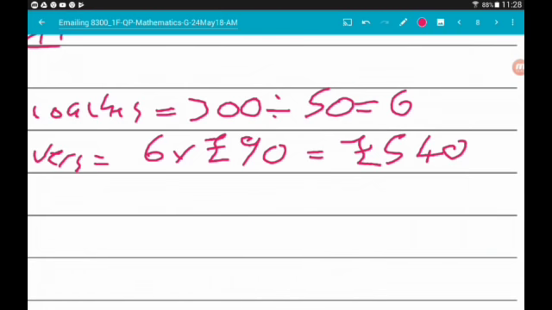So finally, we can work out the profit. So the profit is the total that they made, so 7,500 minus the total cost, so minus 1,380.